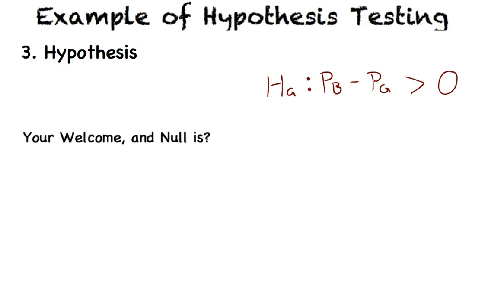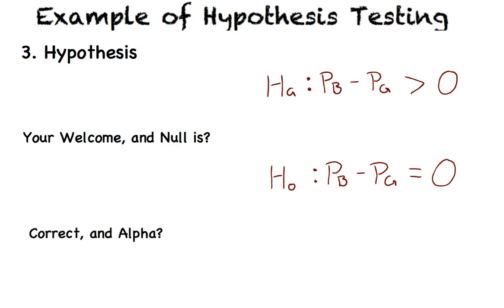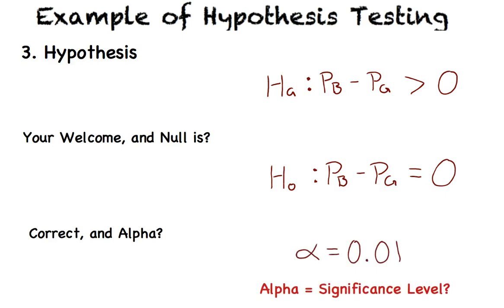Now, what is the null hypothesis going to be? The null will be proportion of boys minus proportion of girls equal to 0. Correct. And what is alpha? I am saying alpha is 0.01. Am I thinking that alpha and significance level is the same thing? That is right. You are doing great.